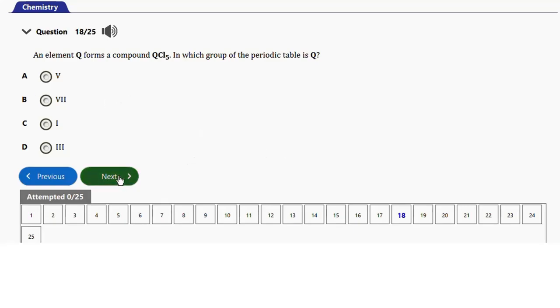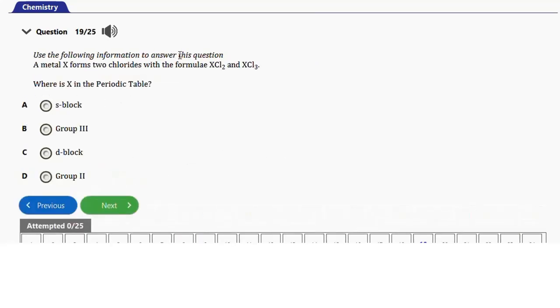Next question will be this one. It says use the following information to answer this question. A metal X forms 2 chlorides with the formula this and this. Where is X in the periodic table? So X will be in D block. Okay, so D block, a typical element in D block is iron. So iron has variable oxidation state. This can be iron 2 chloride or iron 3 chloride. So the right option is option C, D block.